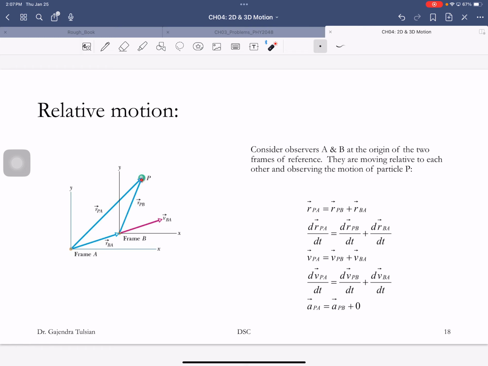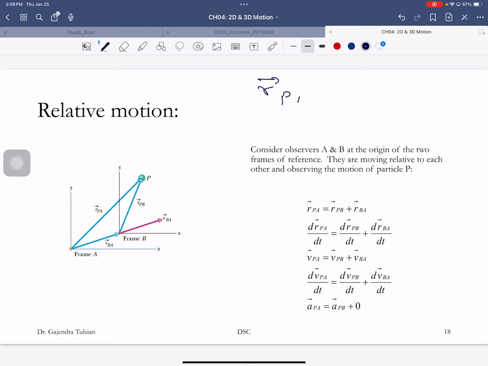Okay, so here's a particle. The position vector of the particle P as seen in the A frame is equal to the position of particle P as seen in the B frame plus this. What is this? That's the position of the origin of the B frame with respect to the A frame. So position in A frame is position in B frame plus the position of B frame with respect to A frame. The way to remember this is the following.